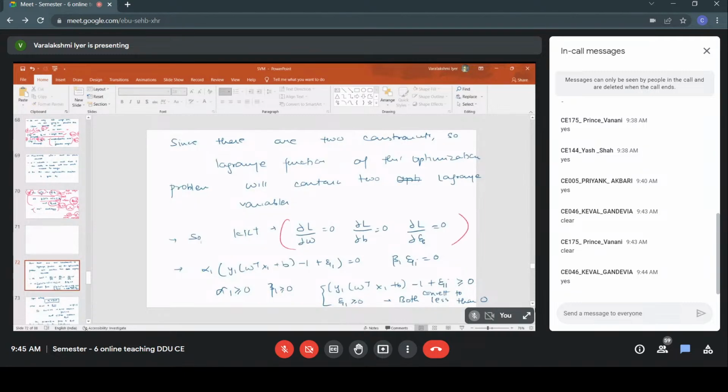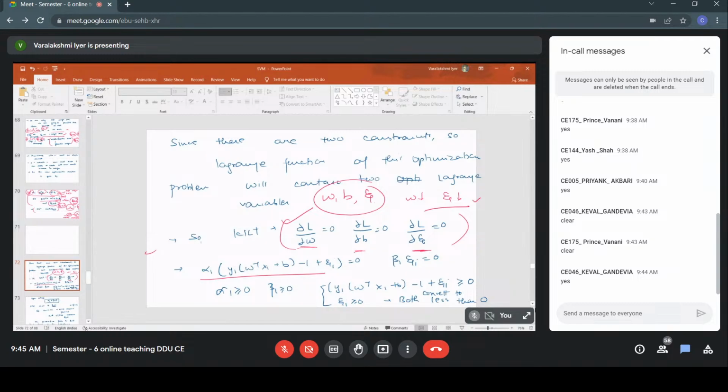First is, the partial derivative with respect to all the variables that are present in your optimization problem will be equal to 0. So here we have 3 variables: W, b, and zeta. We have to reduce W also, we have to reduce zeta also, right? Both the things we have to reduce. That's why the partial derivative with respect to all of them will be equal to 0.